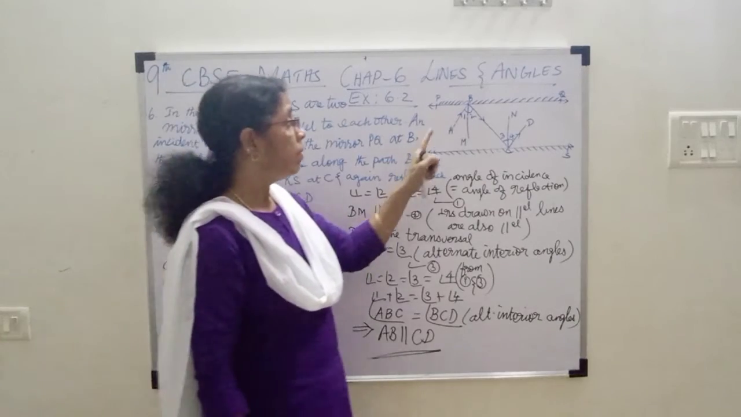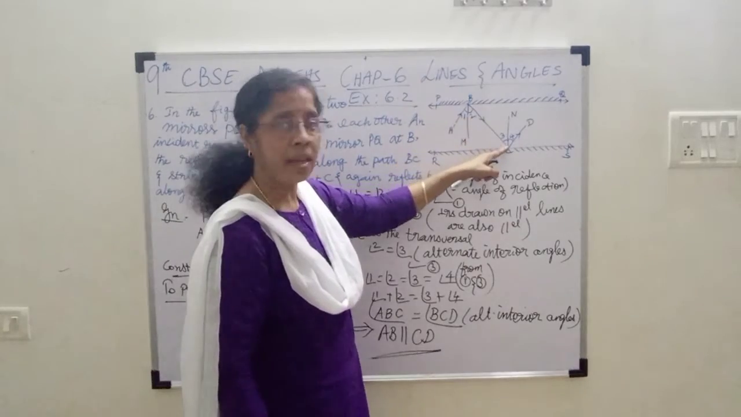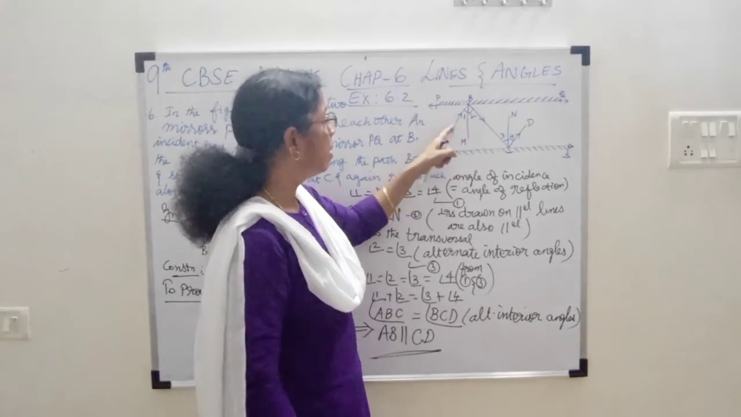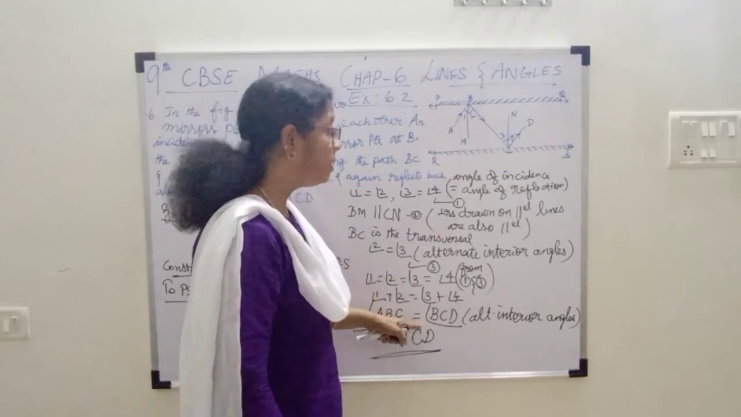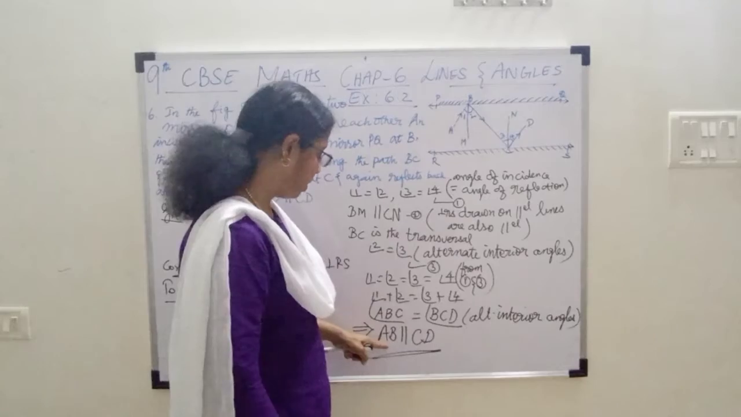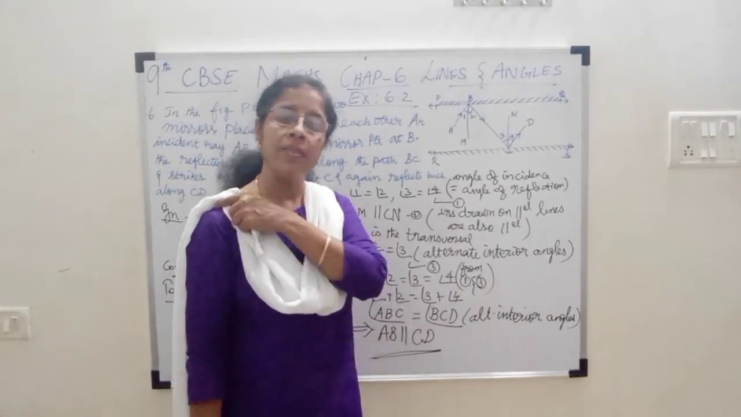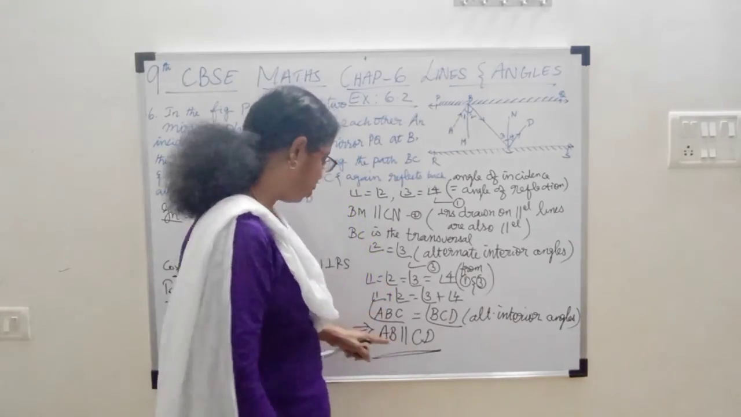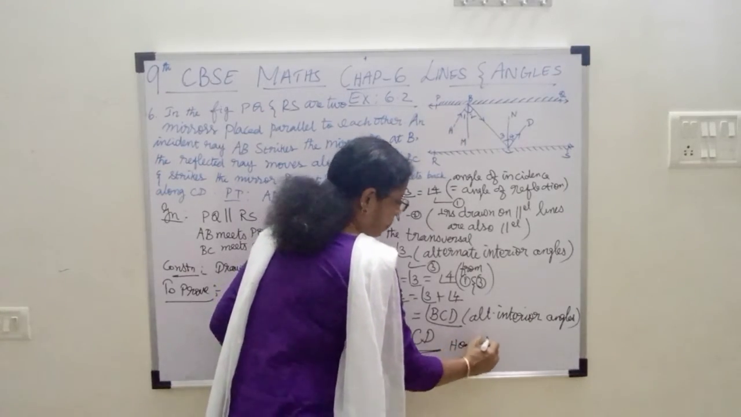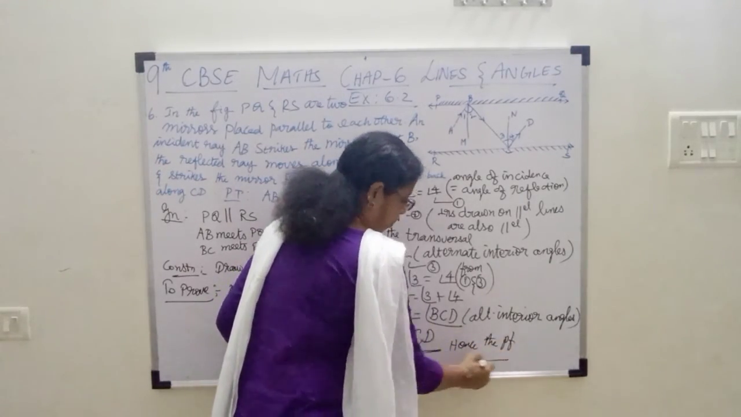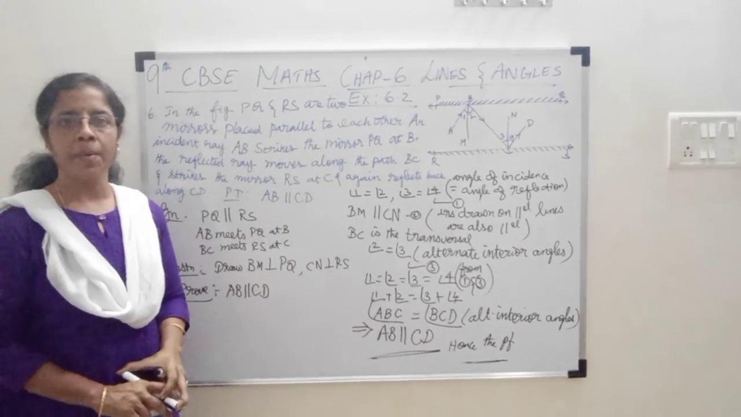Forget this BM and CN. Just see BC as the transversal between the two lines AB and CD, in which the alternate interior angles are equal. This implies, we know, if a pair of alternate interior angles are equal, the two lines will be considered parallel lines. So, AB is parallel to CD. Hence the proof. Understood? I think you can understand this. We'll see the next sum in the next class. Thank you.